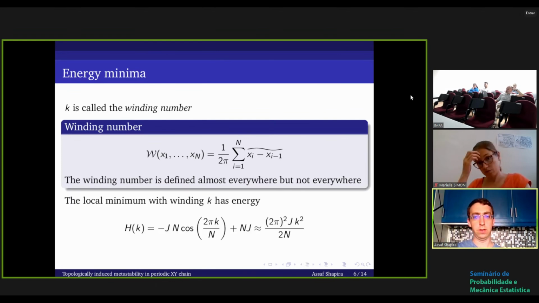Now we understand what the winding number is, and we could calculate the energy of the local minimum with winding number k. You see here the calculations. So we have minus j times n, because we have n pairs of neighboring spins and edges. And the angle between two neighboring spins is 2 pi k over n. So we take the cosine of that. And if we imagine that k is fixed and n is very large, we could take an expansion of the cosine, and we get this 2 pi squared j k squared over 2n. So we understand approximately what is the energy of each of these local minima.